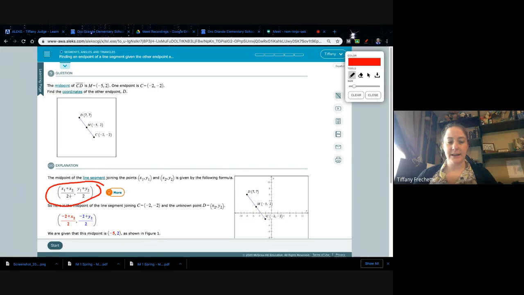You add the x's together, divide by 2. Add the y's together, divide by 2. What that does is it snaps to the middle, so it'll find the midpoint for you if you plug these in. I tend to do it where I have the endpoints, and I just go like this.